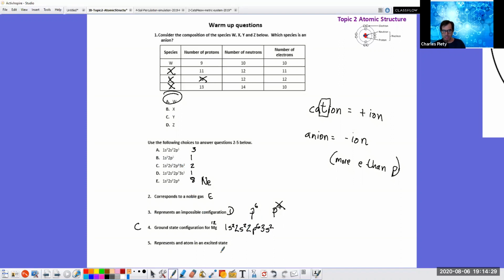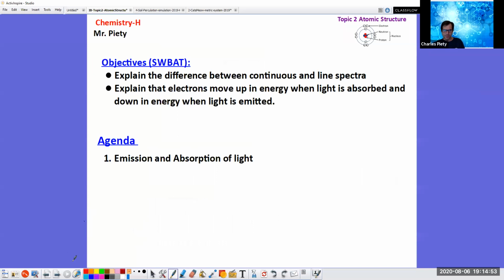Which represents an atom in an excited state? Let's see here. That's this one right here by process of elimination, but also because if it was a ground state, it would be 1s2, 2s1. It would be describing lithium. Okay. I think I have a couple more questions for you here. Maybe not. All right, so what are our objectives here?